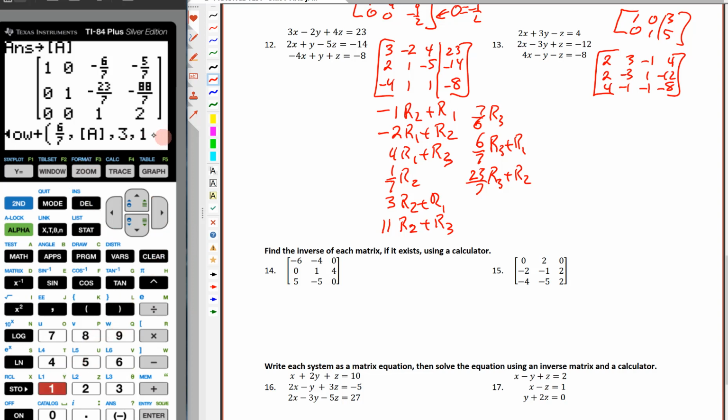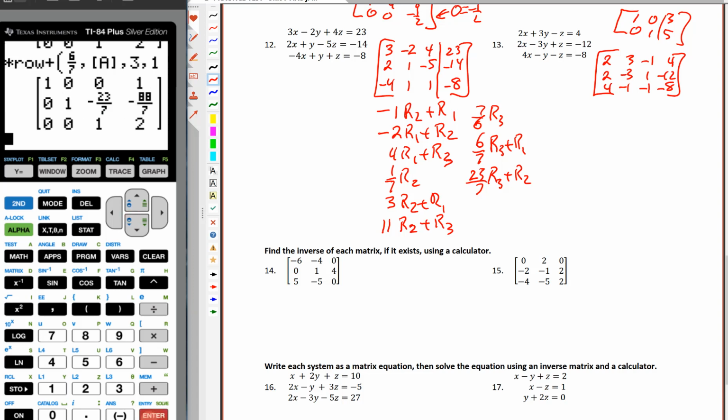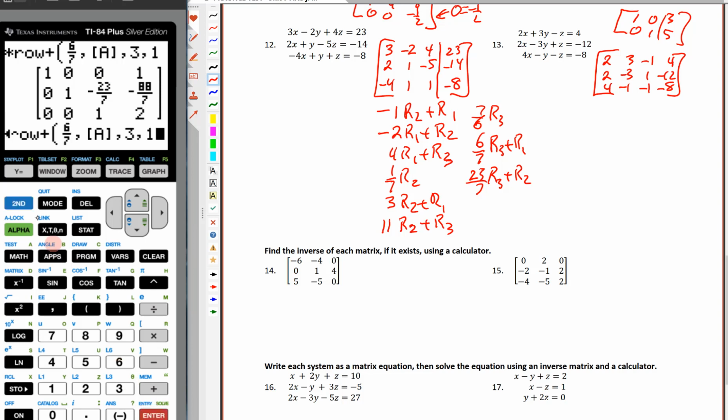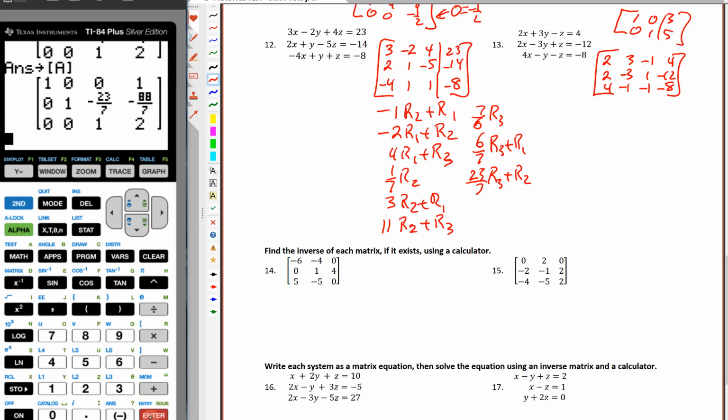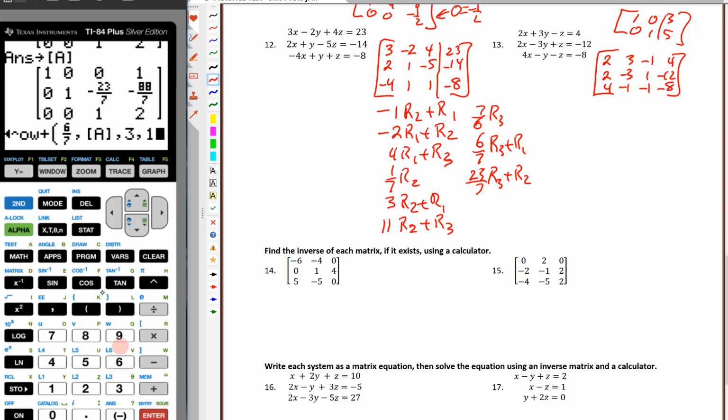And some people are good at just editing going backwards. I tend to like to do it forwards, but we'll see how this works out. So hit enter. We like what it did, so I'm going to store it. And then I'll just have one more to do. We've got this last one, 23/7 times row 3. Really similar to the one that we just did. So I'll go ahead and edit this one going backwards.